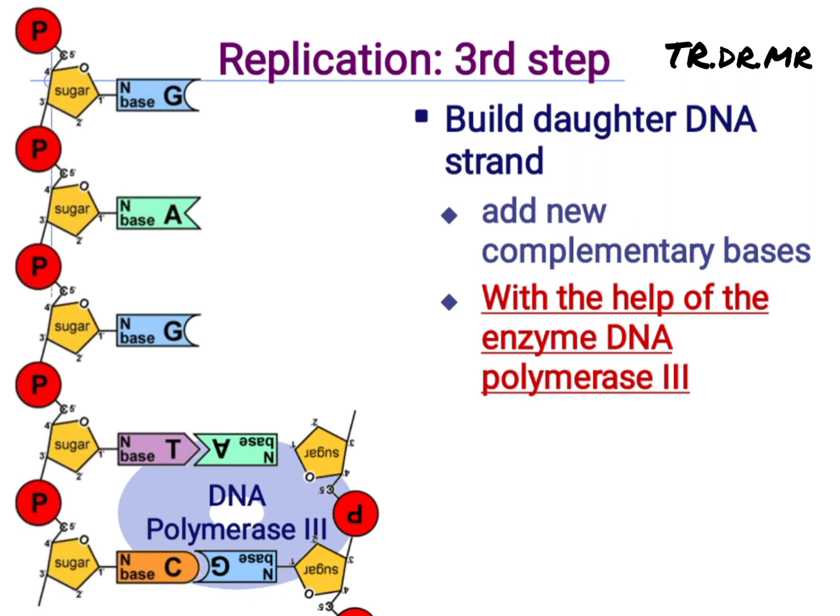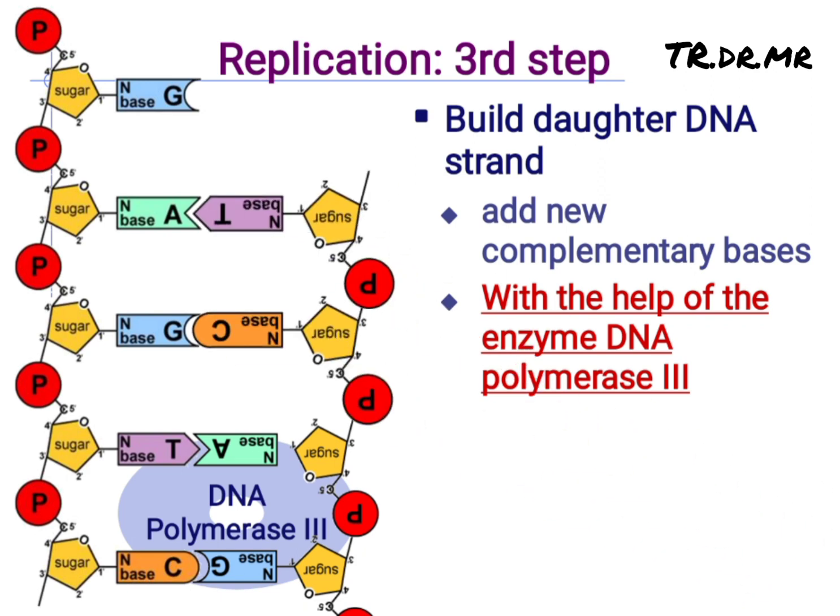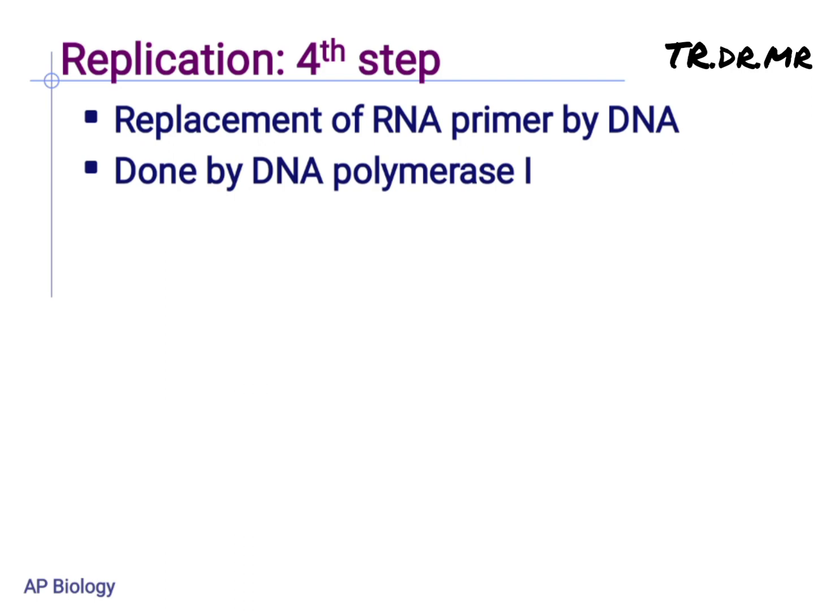And you can see we are synthesizing new DNA. So that is how we are able to synthesize. After that is done, the next step is we are going to replace these RNA primers by DNA. Remember, the RNA primers were put so that we can have a starting point upon which DNA polymerase 3 can start working.